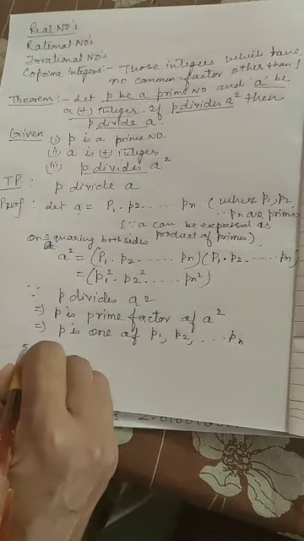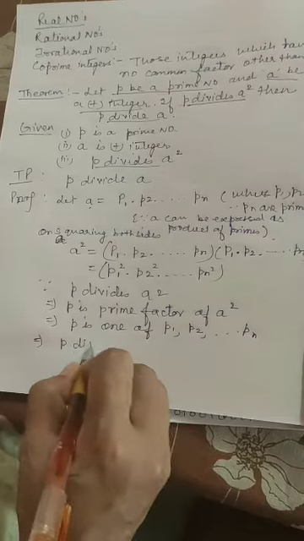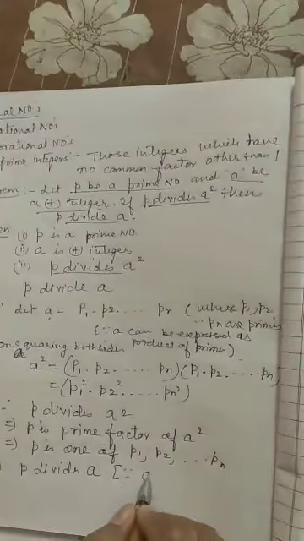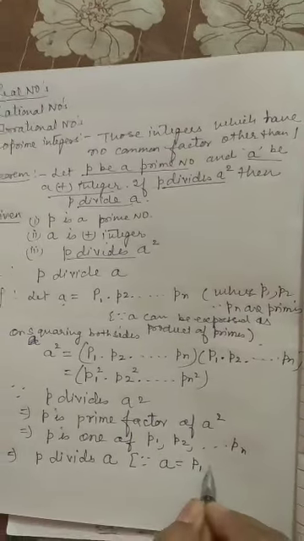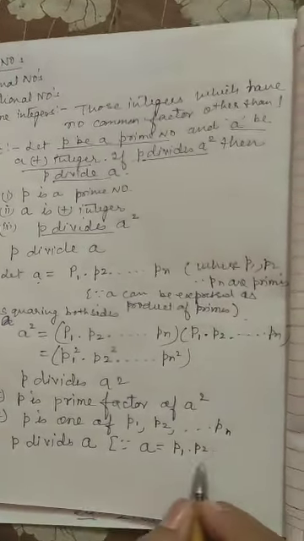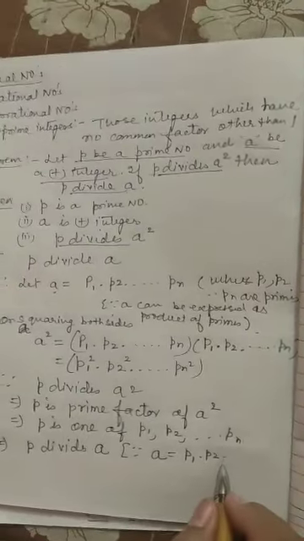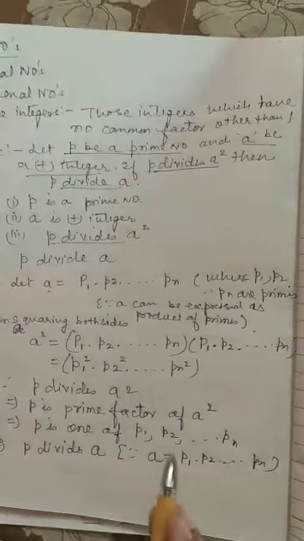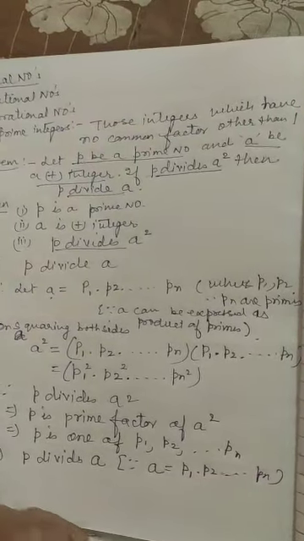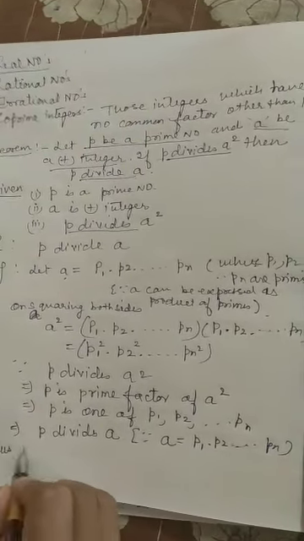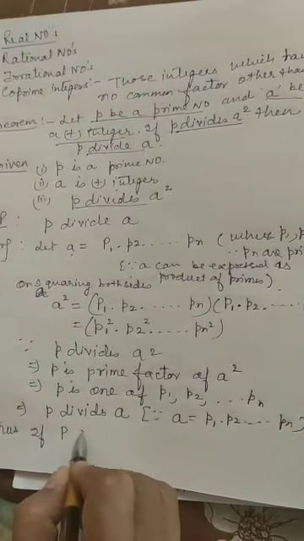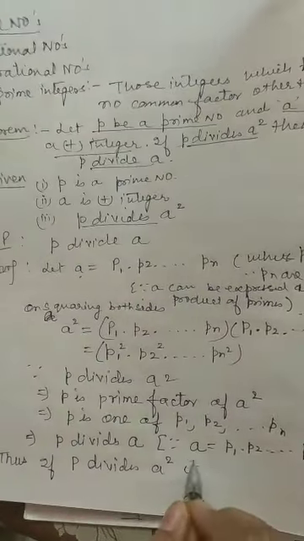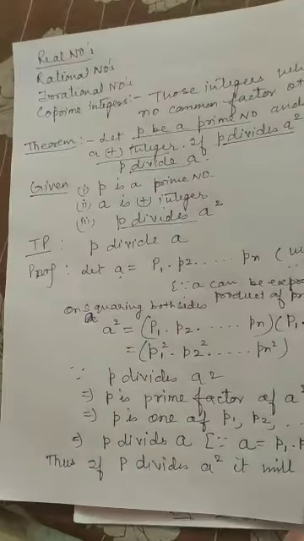So this implies p divides a, since a equals p1, p2, pn is expressed as a product of primes. It means p is going to be the prime factor of a also. So thus, if p divides a square, it will divide a.